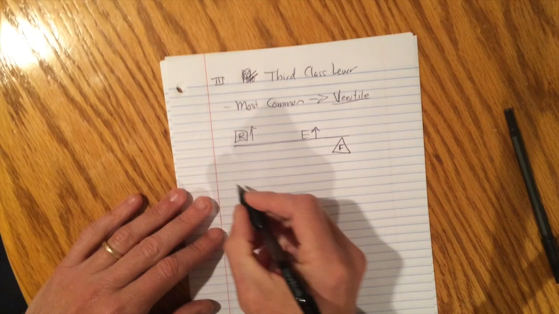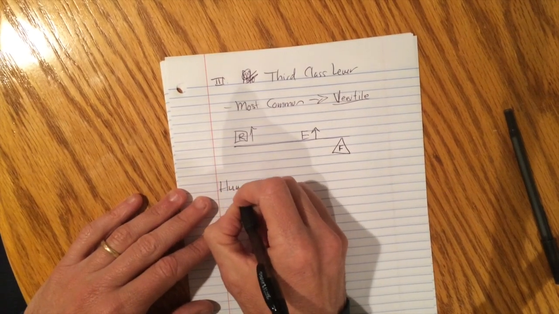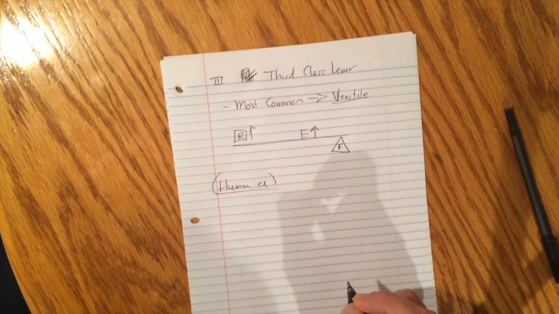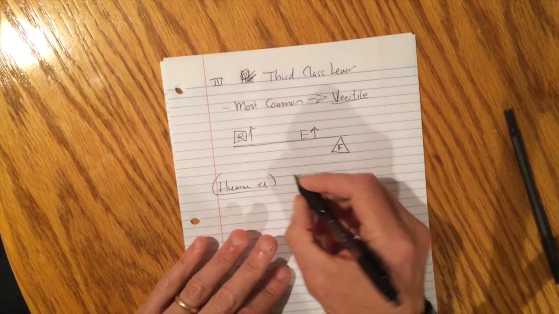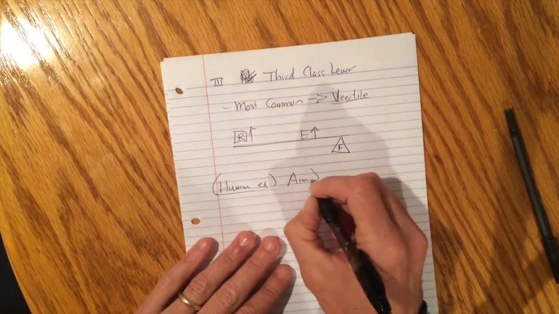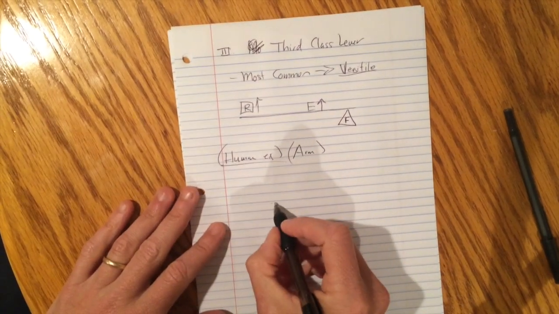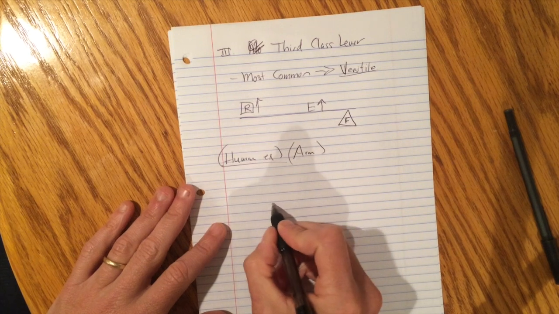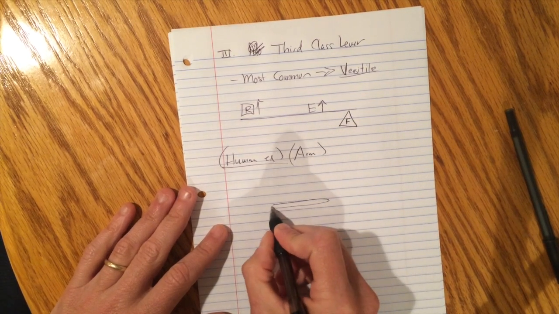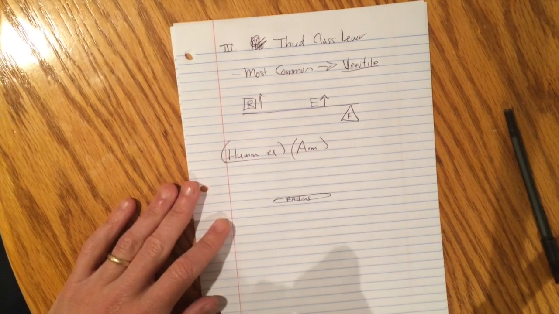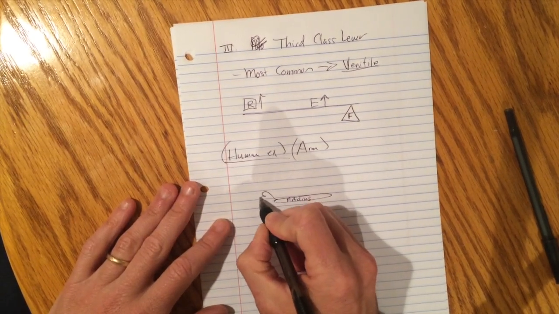Now, let's take a look at a human example. And let me do your arm as the example. Okay, so watch. I'm going to do a little hand here. That's your radius right there. That's the radius. I'm going to put your hand out there.